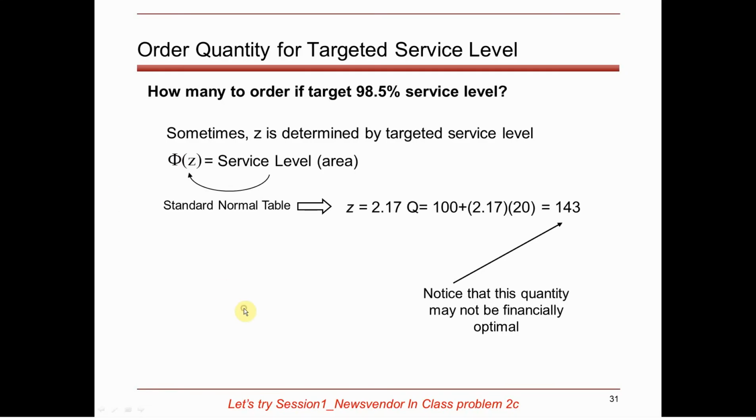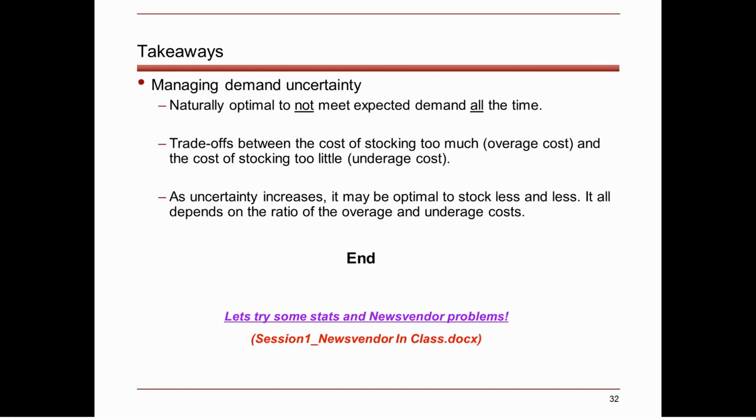Okay, so that's it. I hope you found that this was interesting. The takeaway here, in managing demand uncertainty, is that sometimes it's optimal not to meet the expected demand based on what the average demand would be, but to trade off the cost of overage and underage to help us balance our losses, based on what we would expect to gain or lose by having too few or too many.